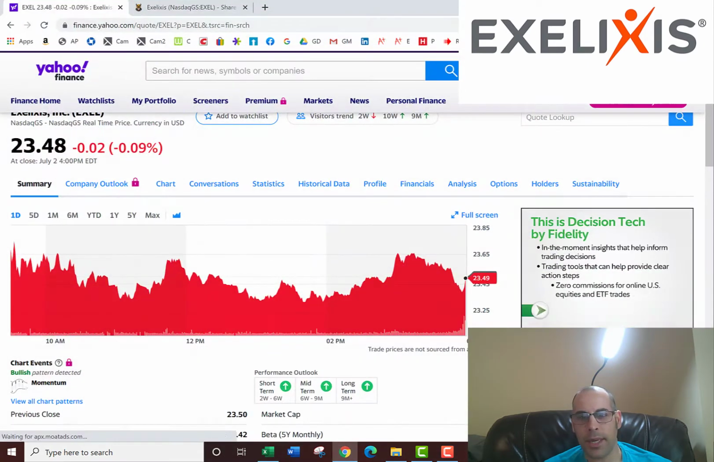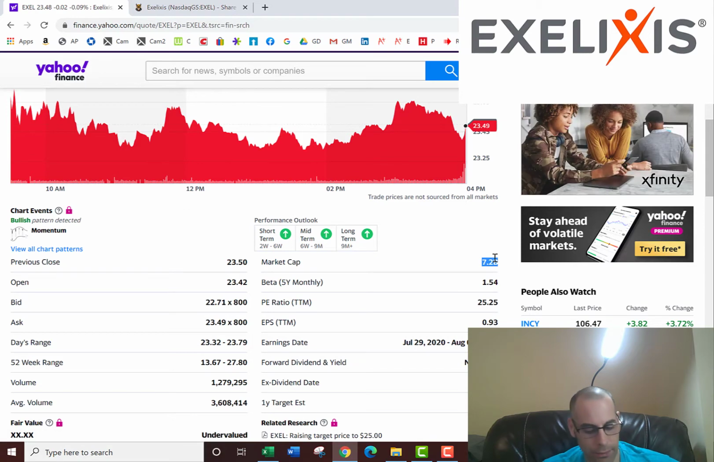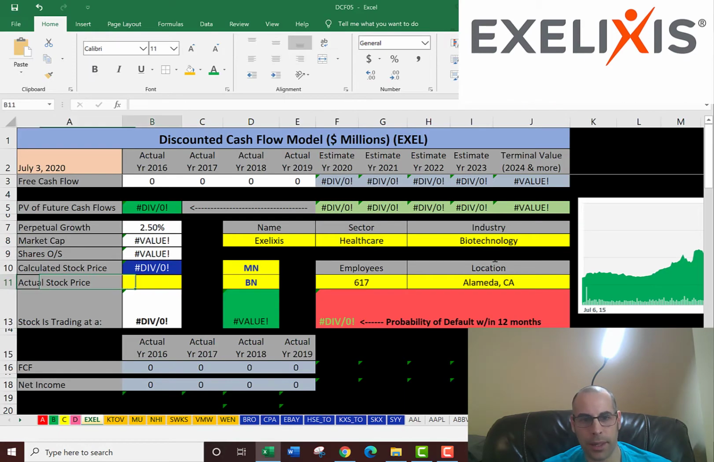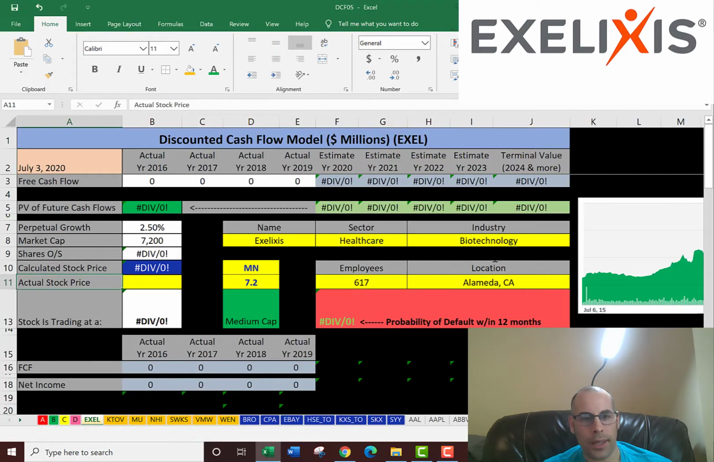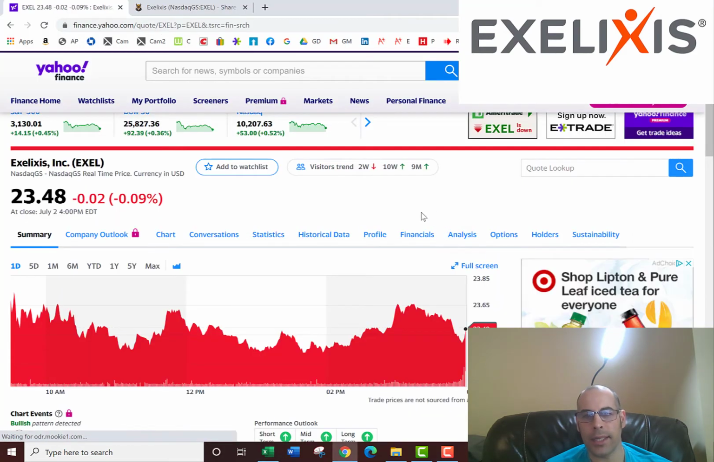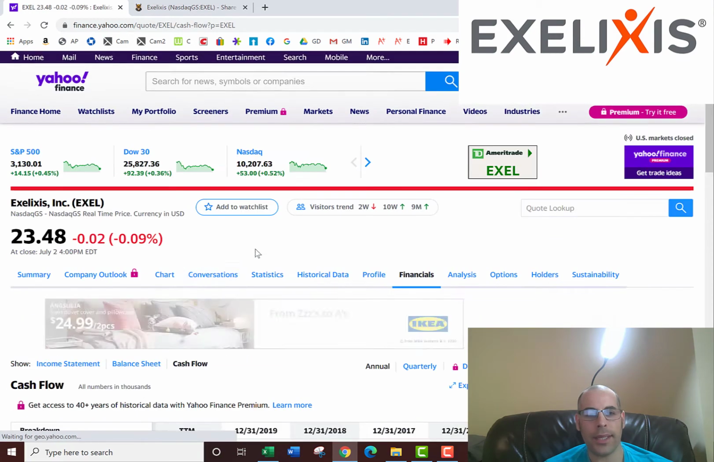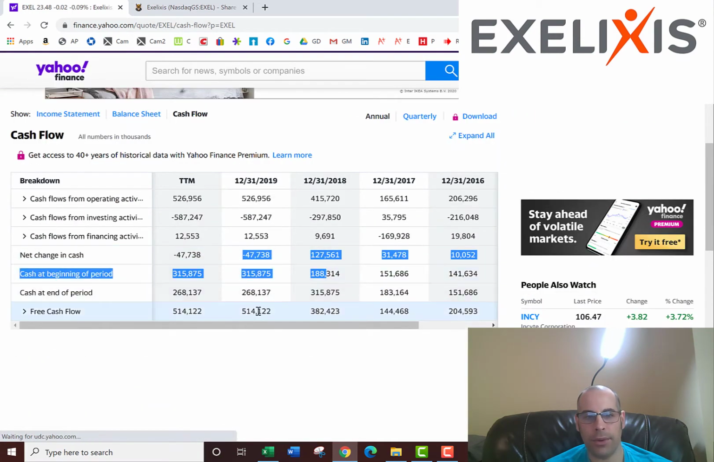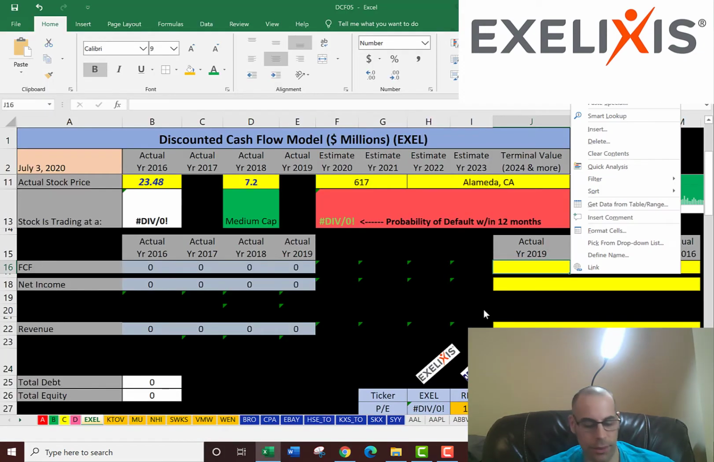The first thing we need is the market cap, which is $7.2 billion. And that's the value of the company according to the stock market. And then we're going to pull the stock price, which is $23.48. That's what they're currently trading at. We also need the free cash flows, and that's the cash flow from operations minus capital expenditures. And that's how you value a company. You estimate the future free cash flows and discount that number back to today's value.